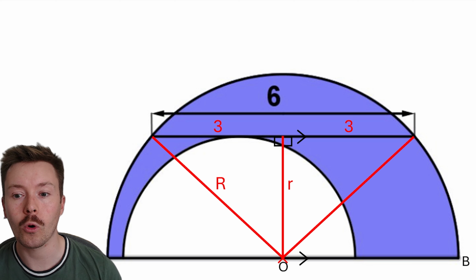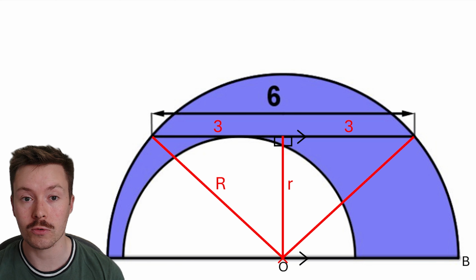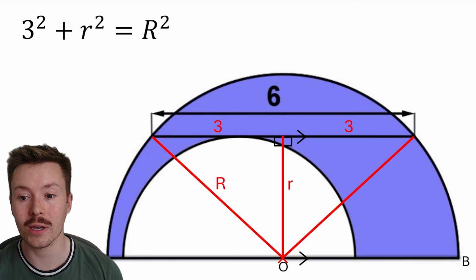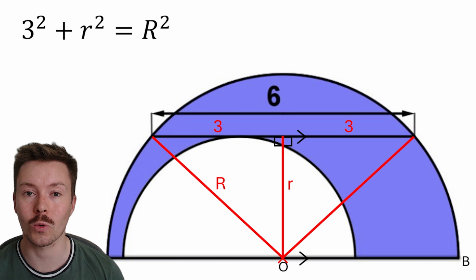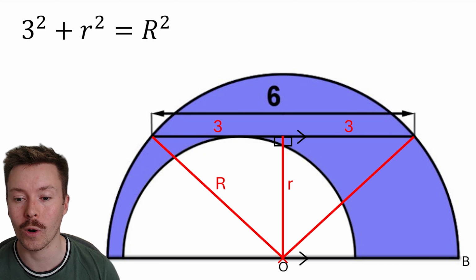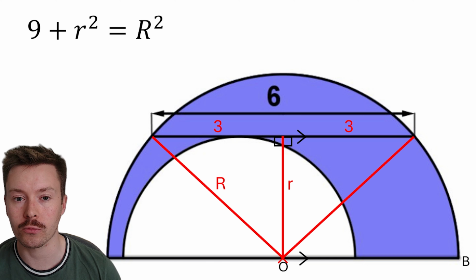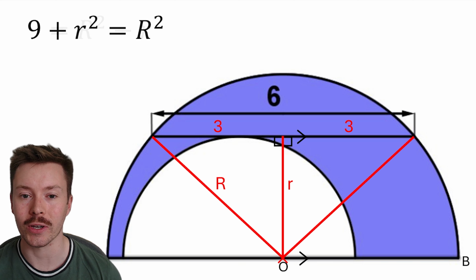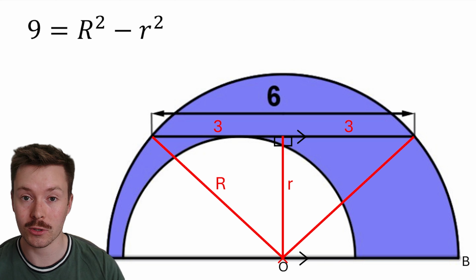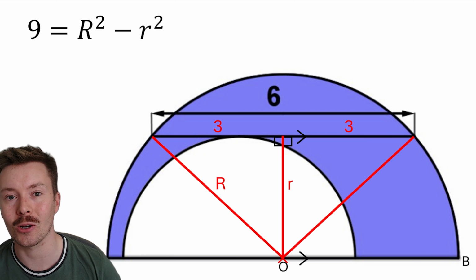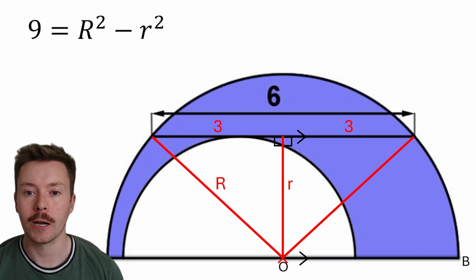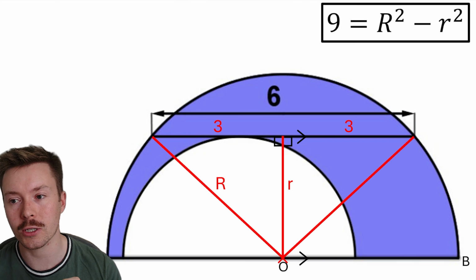Now from there, I can use Pythagoras, because I've got this right angled triangle, so I know that 3 squared plus lowercase r squared is going to equal capital R squared. I'm then going to square the 3, and rearrange this to get capital R squared minus lowercase r squared is equal to 9. And I'm going to save that for later because that's going to be important.